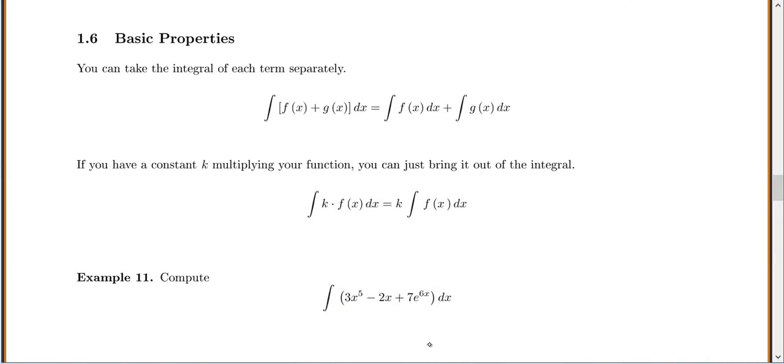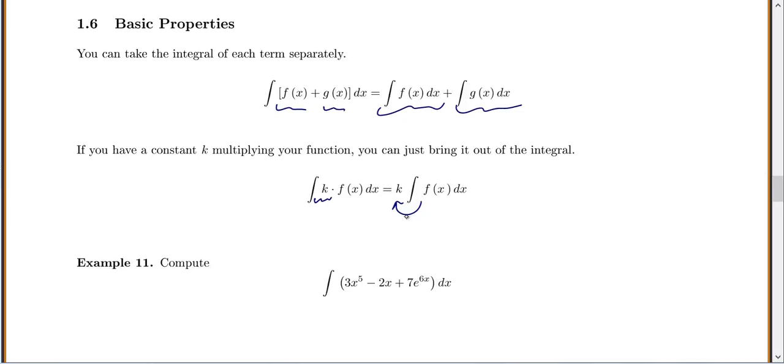Now there's some basic properties. The first one says if we want to integrate f of x plus g of x, we can do two separate integrals. Or in other words, you just take the integral of each term separately. So you look at one piece, do the integral, look at the next piece, do that integral. Okay, and also if you have a constant k multiplying your function, you can just bring it outside of the integral. You don't have to worry about that. It's just like what we did with constants or coefficients when we did derivatives. They just kind of stay there. We don't have to worry about them.